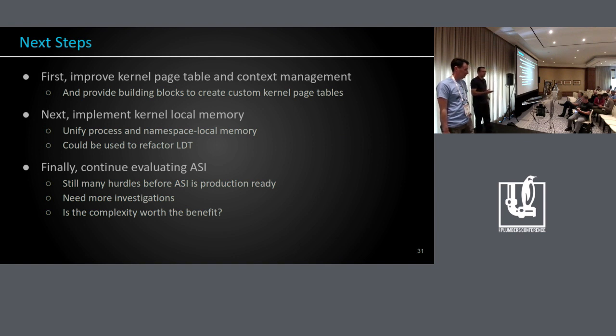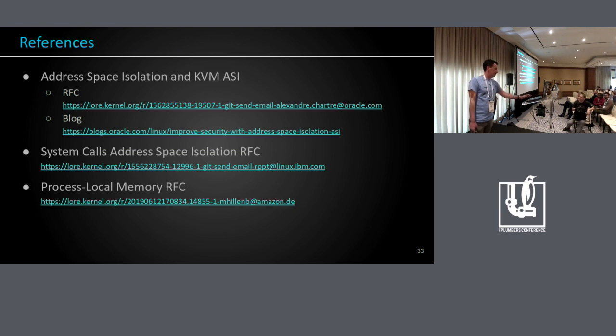Then the next step would be to continue with this kind of local memory, either process or namespace local memory. It was also suggested that process local memory could be used to refactor the LDT in the KPTI case. So that can be something useful. For ASI, there are still many other things. Before ASI is near production ready, there's a lot more investigation I need to do. There's also the question of the complexity versus the benefits that we really need to investigate. So the idea is to continue some evaluation around ASI and see if we can build something from it. I think that's all we have. And the appendix just has references to different blogs and RFCs that have been submitted so far. That's all.